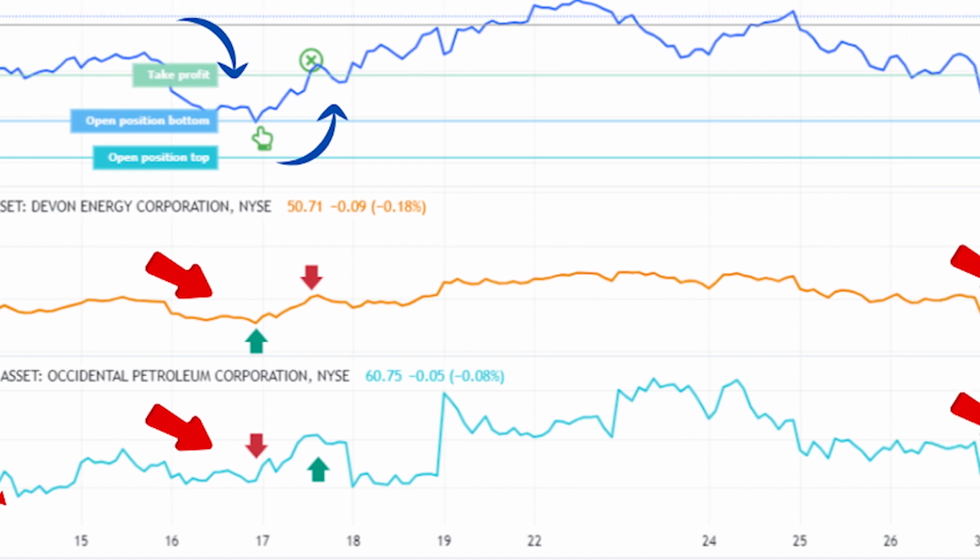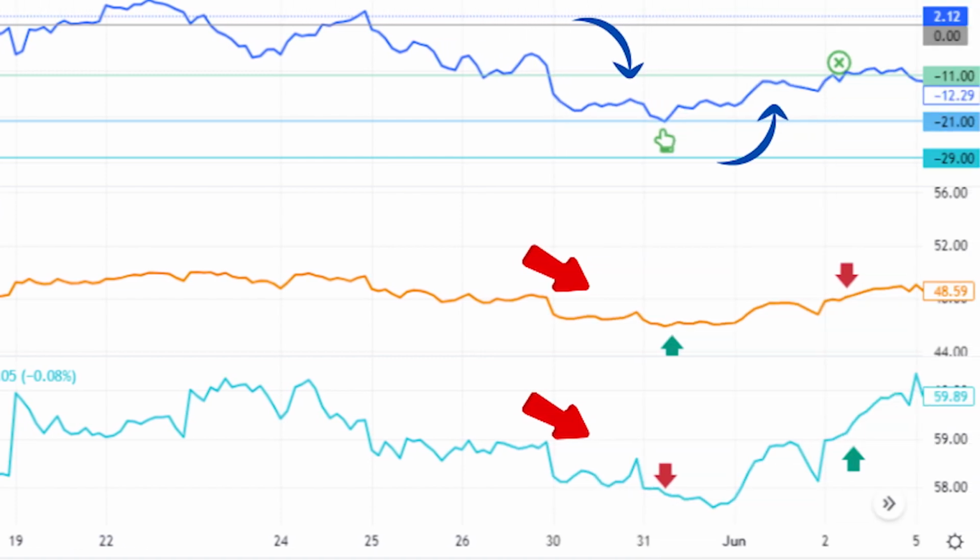Then the AI bot recognizes another trade on May 31st and opens up a new trade. And you see here on this chart that both stock prices are heading down until May 31st, when Devon's stock price goes sideways, as referenced by this green arrow here, while Occidental's stock price with the red arrow continues heading lower. Now at this point, the AI bot recognizes that Devon is outperforming Occidental and therefore initiates a trade.